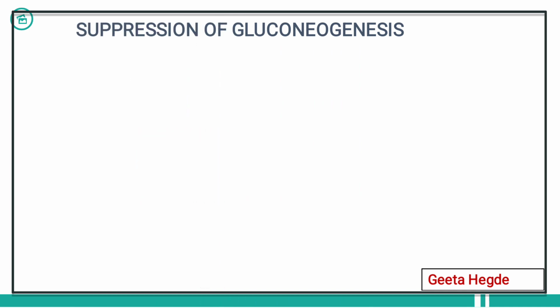The next effect is suppression of gluconeogenesis. Insulin suppresses gluconeogenesis. What is gluconeogenesis? Gluconeogenesis is the production of glucose from non-carbohydrate sources like amino acids in the liver. Insulin plays a crucial role in suppressing gluconeogenesis. It is the process of producing glucose from non-carbohydrate precursors such as lactate, glycerol and amino acids. This takes place in the liver. This suppression is essential for maintaining the blood glucose levels within a normal range.